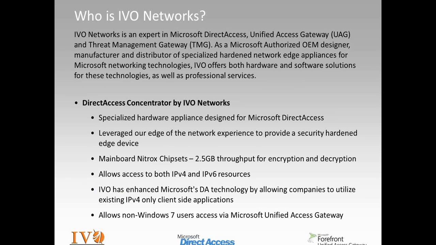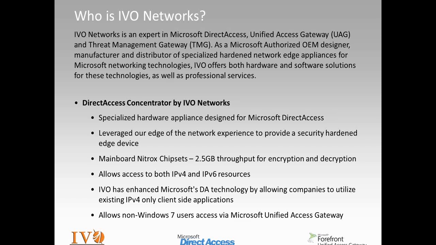who is IVO Networks? IVO Networks, we're experts in Microsoft DirectAccess, Unified Access Gateway, otherwise known as UAG, and Threat Management Gateway, TMG. We're an OEM designer and manufacturer that distributes specialized hardened network edge appliances specifically for these Microsoft technologies. Not only do we provide a secure hardware solution, we also have a variety of software solutions as well as a full battery of professional services as it relates to these 3 Microsoft technologies.